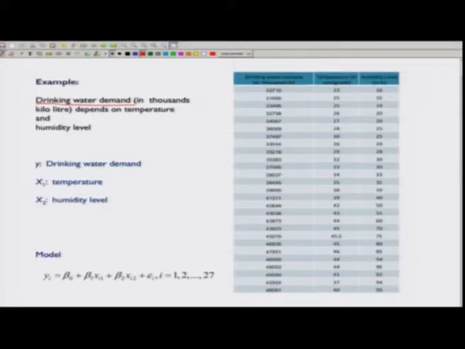So the model in which we are interested now is y is equal to beta 0 plus beta 1 x1 plus beta 2 x2 plus epsilon, and we have got 27 observations. So I can express the model as yi is equal to beta 0 plus beta 1 xi1 plus beta 2 xi2 plus epsilon i.